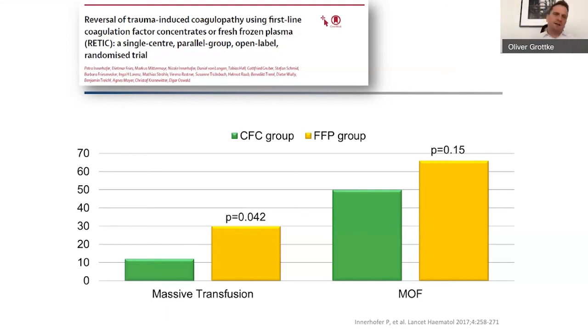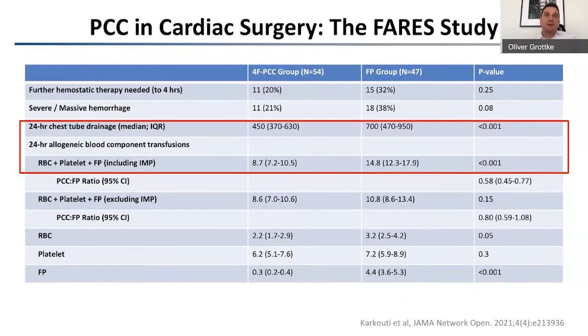So in the context of trauma, we also have growing data showing that the use of coagulation factor concentrates is superior to fresh frozen plasma. Other areas of interest, of course, is cardiac surgery. We know that after or during cardiac surgery, we have an impairment of thrombin generation. We have seen this from several studies.